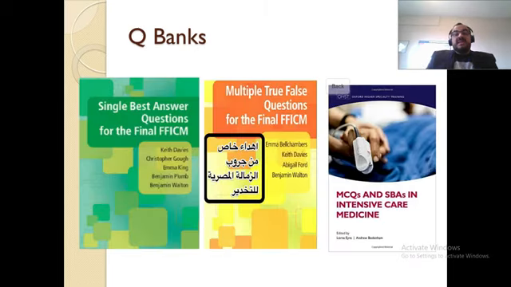And then there are three books which are published in the UK, and they are designed for the final FFICM exam, which is the exit exam for intensive care unit training in the United Kingdom. They also contain type A and type K questions. In the first two books, which I used for my preparation, you will find a very nice, thorough explanation of the topic after each exam question answer. It will help you to consolidate the knowledge.